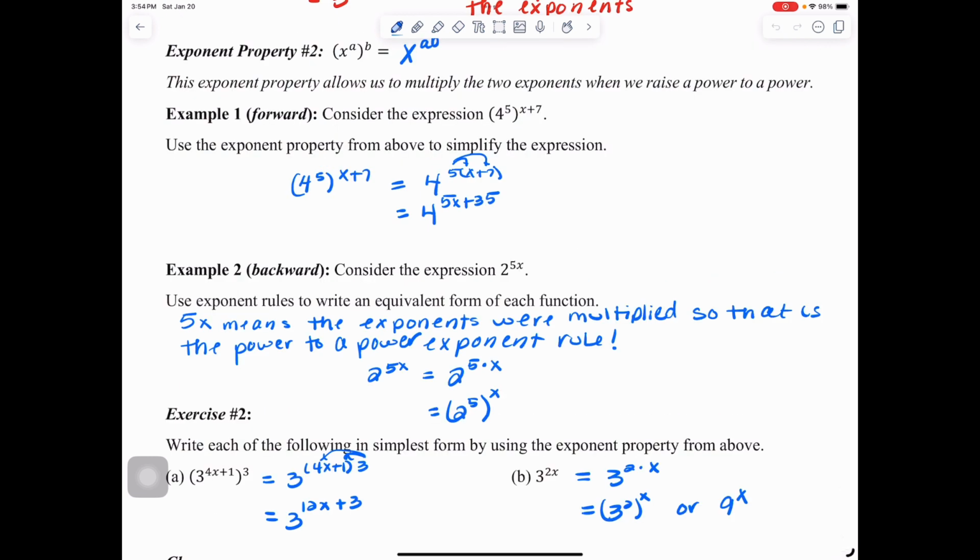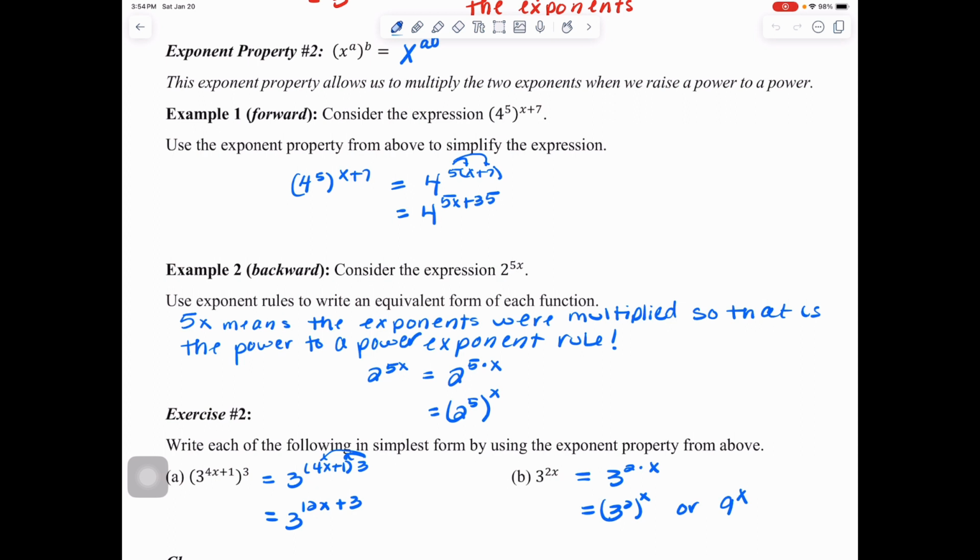So now that you had a chance to try on your own, Part A wanted you to go forward. You were taking 3 to the 4x plus 1 and raising it to the third power, which means that's 3, and then in your exponent position, you should have 4x plus 1 in parentheses times 3. When you use the distributive property, that means your final answer is 3 to the 12x plus 3.